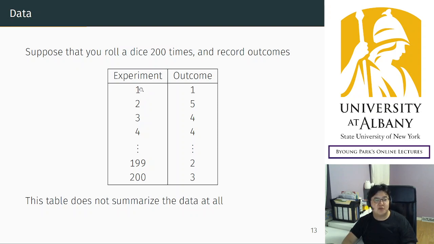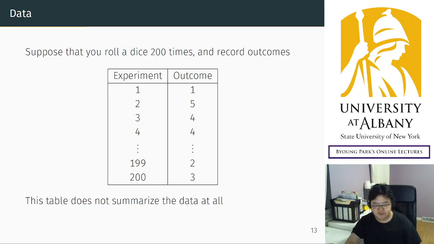So in experiment number 1, experiment number 2, experiment number 3, up to experiment number 200. The first outcome was 1. The second outcome was 5, 4, 4, and so on. So this is the full data, and it's a lot of information. Having a lot of information is helpful to conduct an accurate analysis, but it does not help when you present the information.